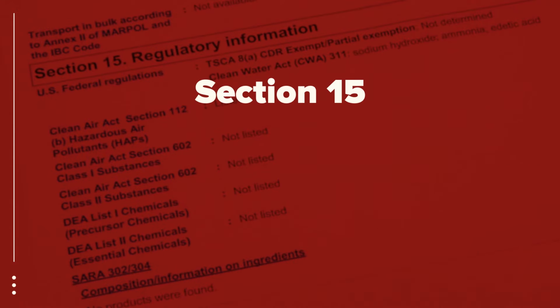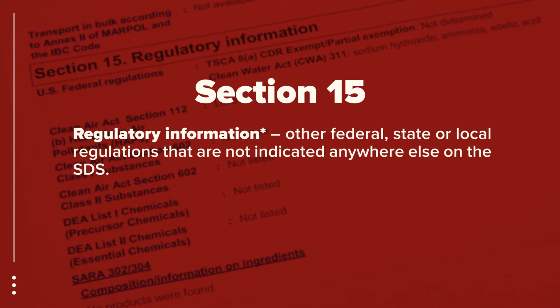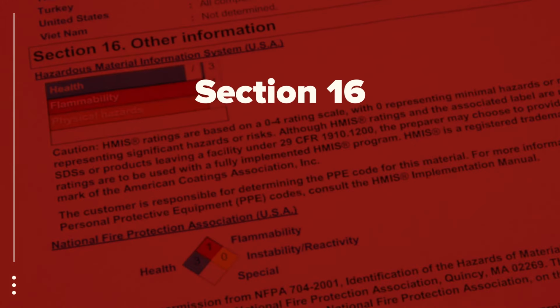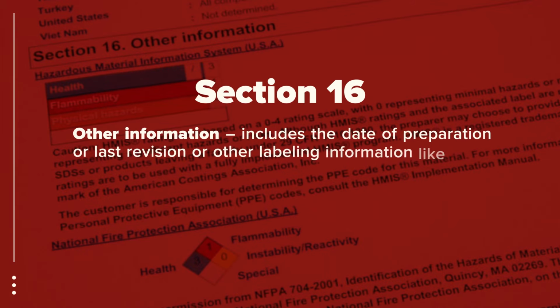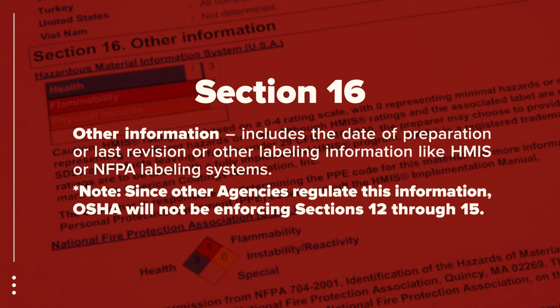Section 15. Regulatory information. Other federal, state, or local regulations that are not indicated anywhere else on the SDS. Section 16. Other information. Includes the date of preparation or last revision or other labeling information, like HMIS or NFPA labeling systems. Note, since other agencies regulate this information, OSHA will not be enforcing sections 12 through 15.